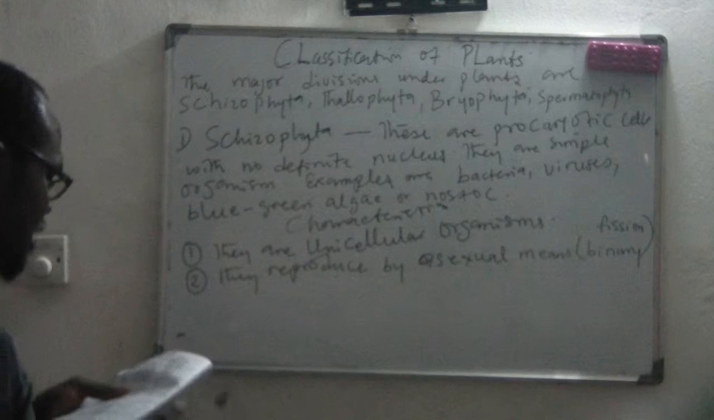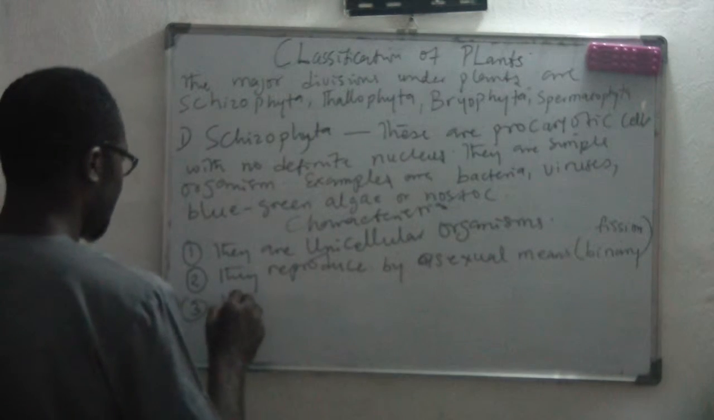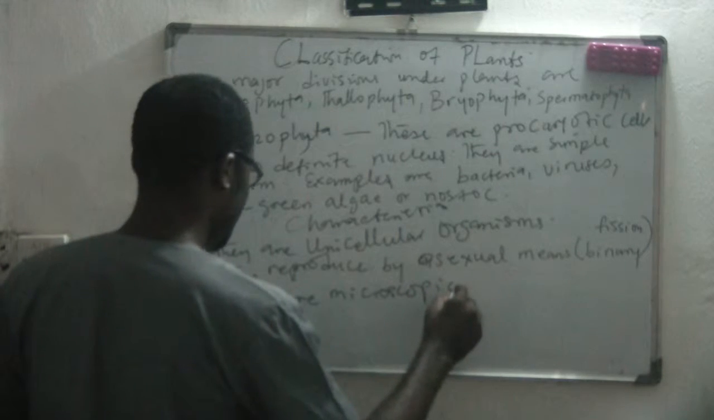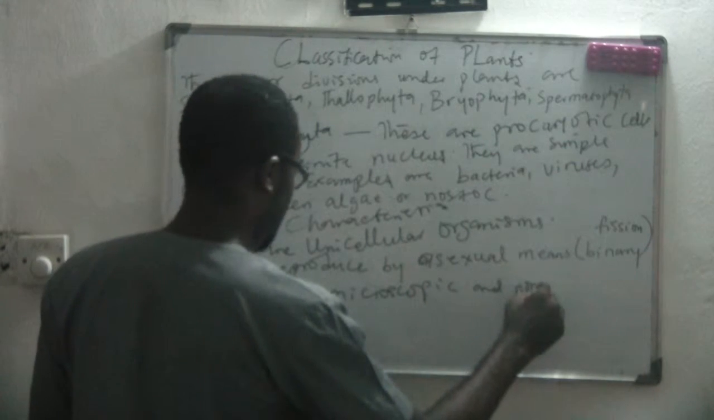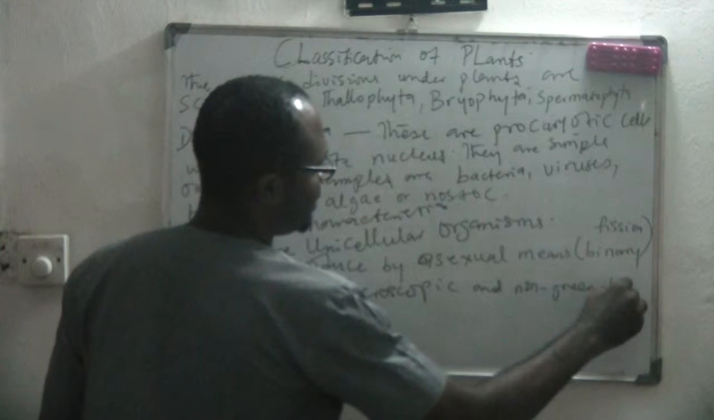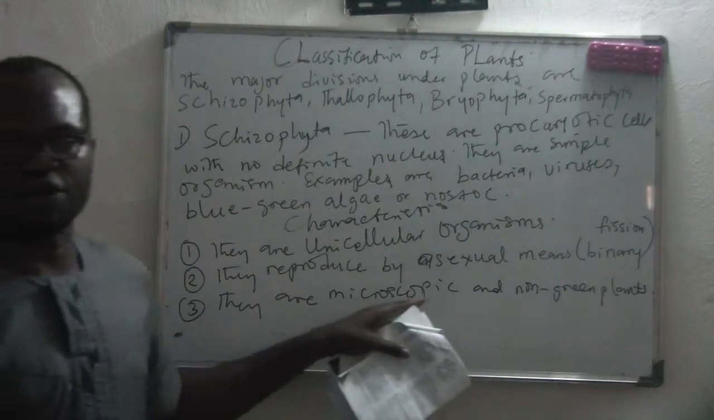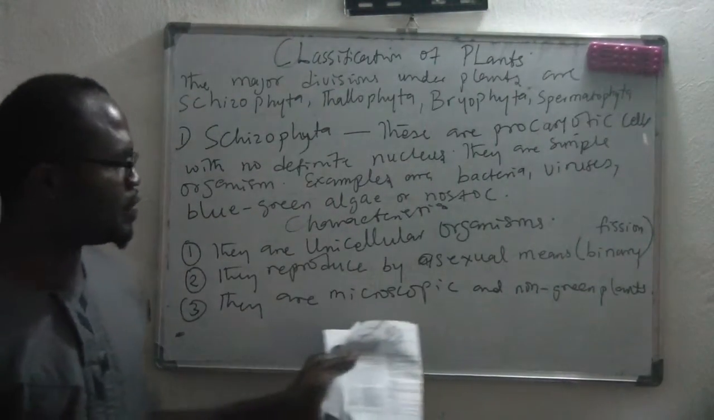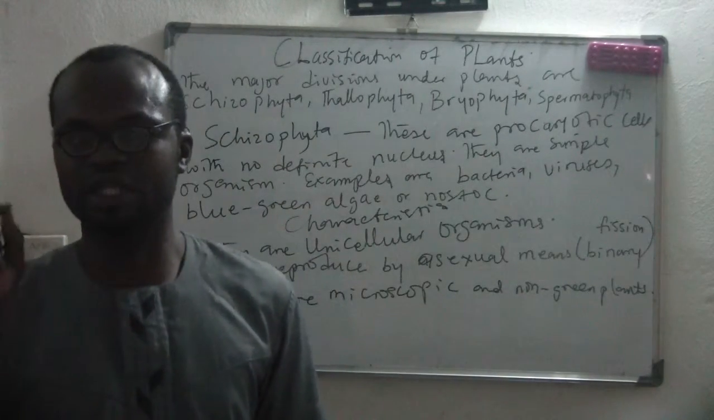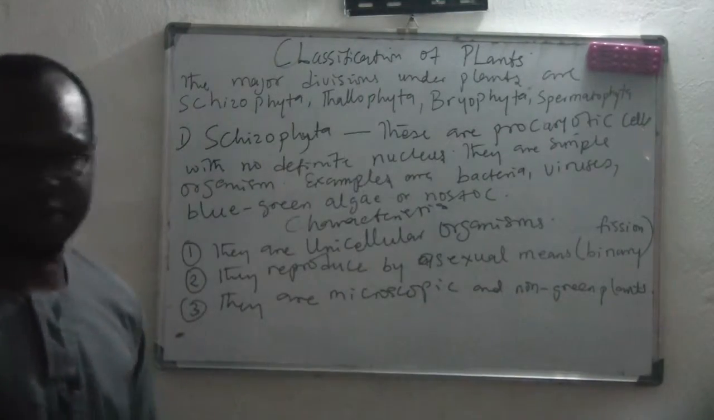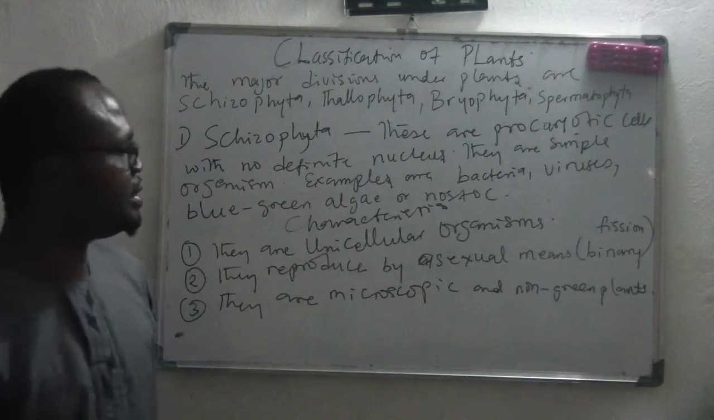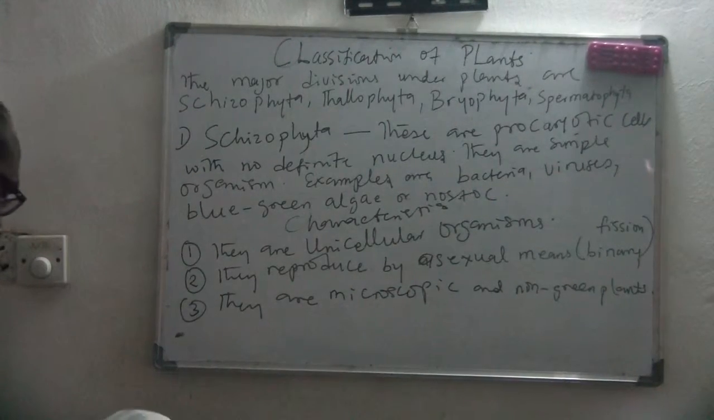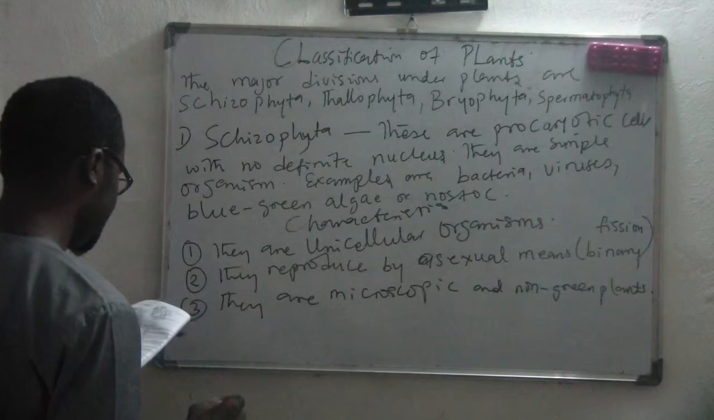Is that clear? Another characteristic is that they are microscopic and non-green plants. They are microscopic. What do we mean by microscopic? They are too small that you cannot see them with the eye. They are microscopic and they are non-green plants. They are not green. You know, plants are normally green in color, isn't it? But these plants are not green. The bacteria and the viruses or the blue-green algae are not normally green in color. Is that clear? What other features do they have?